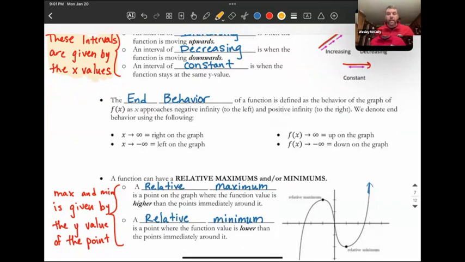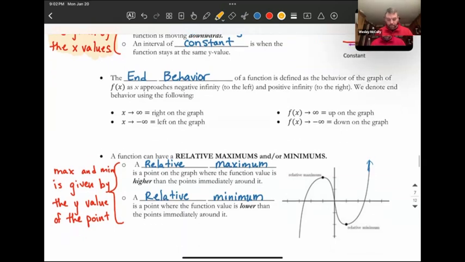F of x approaches infinity means up on the graph. So f of x approaches infinity means y approaches infinity, which is up. F of x approaches negative infinity means down on the graph. So our end behaviors will read something like as x approaches infinity, f of x approaches infinity. So as we go to the right, we go up, is what that means.